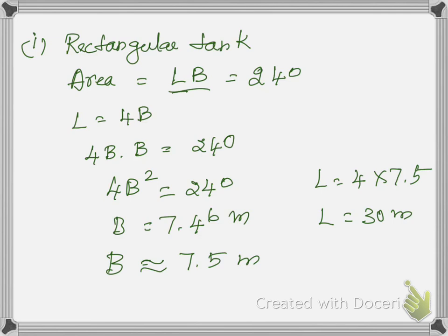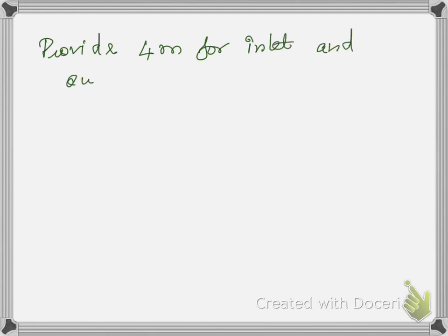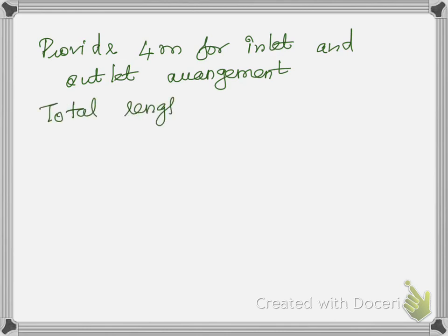But in a sedimentation tank, there will be a separate setup for inlet and outlet, so we are going to add that also. Provide 4 meter for the inlet and outlet arrangement, since water has to come and go. So the total length will be 30 meter we have got, plus this 4 meter I am adding. Altogether it will be 34 meter. This is my total length.